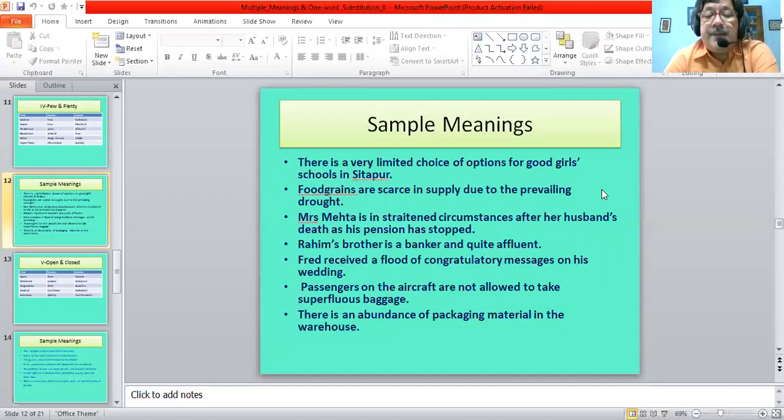Passengers on the aircraft are not allowed to take superfluous baggage. Excess baggage they will not be allowed to take. There is a limit. There is an abundance of packaging material in the warehouse. That means there is plenty of it, excess of it. You can take as much as you want. So these are some sample sentences dealing with few and plenty.